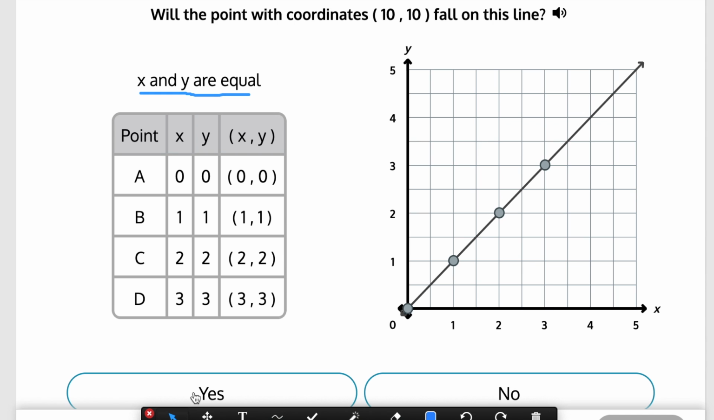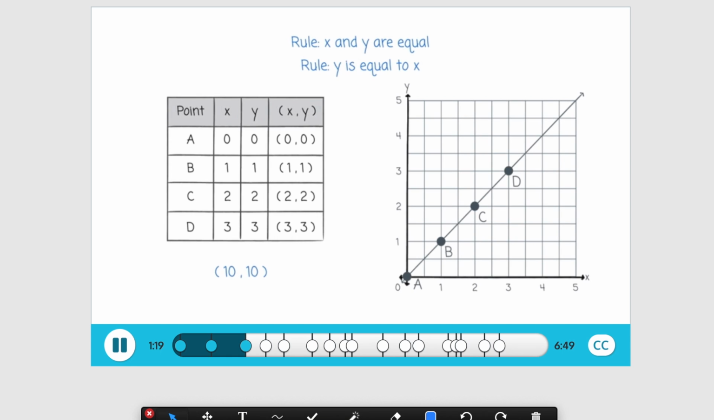So yes, it will fall on the line because it meets the rule. We don't even have to plot it in order to see that. Yes, we can't see 10, 10 on this coordinate plane, but the x and y coordinates are equal. So the point 10, 10 will be on this line. Exactly. Now, write a coordinate pair for a point on this line that has mixed number coordinates.